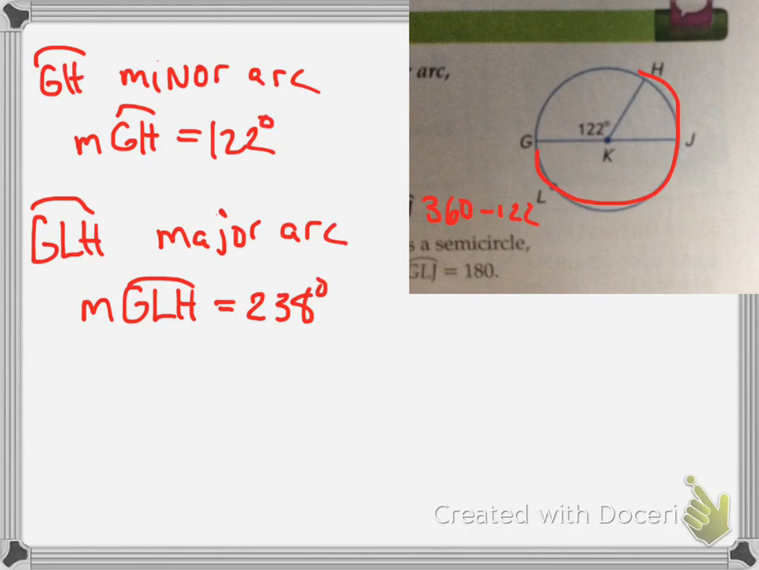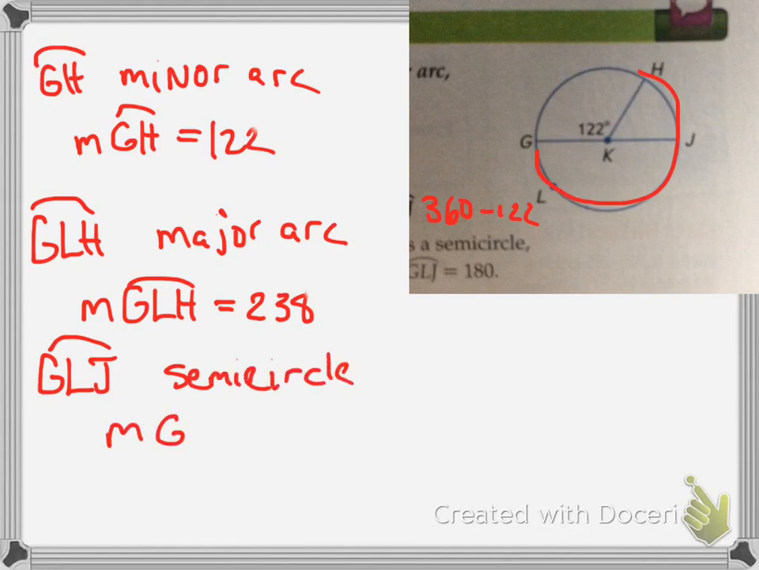I want to say degrees, but I really shouldn't. So go ahead and erase that. We'll just say 238 and 122. Okie dokie. Now, what about GLJ? Notice that again, I'm saying I'm going through, G through L to J, that is a semicircle. It only goes halfway across, so that means that GLJ is 180. And again, I will erase that. And there you go.